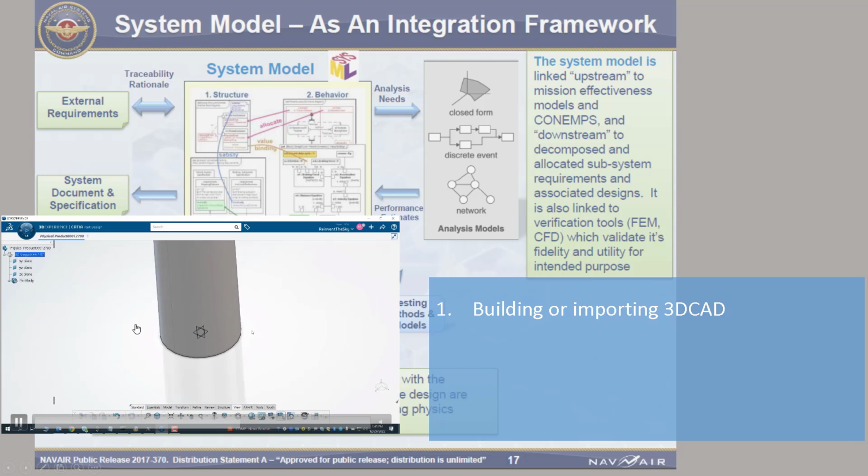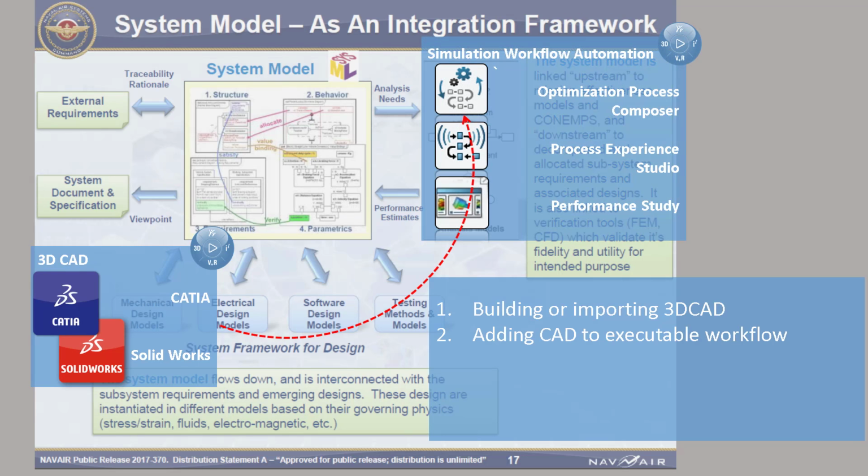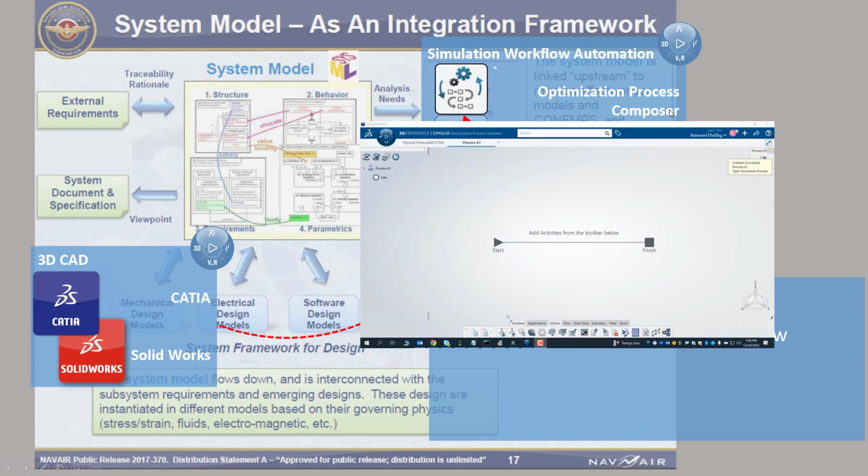And here is a quick demonstration of how that looks. This is an internal app, you can modify, create, import, and use that for the analysis. And talking about analysis, we need to add this 3D CAD to an executable workflow. For that purpose, we use simulation workflow automation tools, and we'll start with the optimization Process Composer app, which allows you to drag different adapters, hundreds of different adapters. And one of them is for 3D CAD.